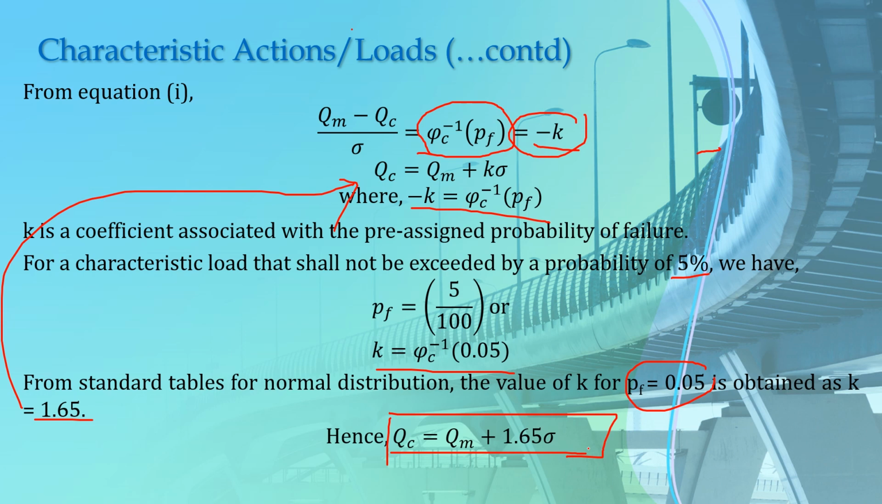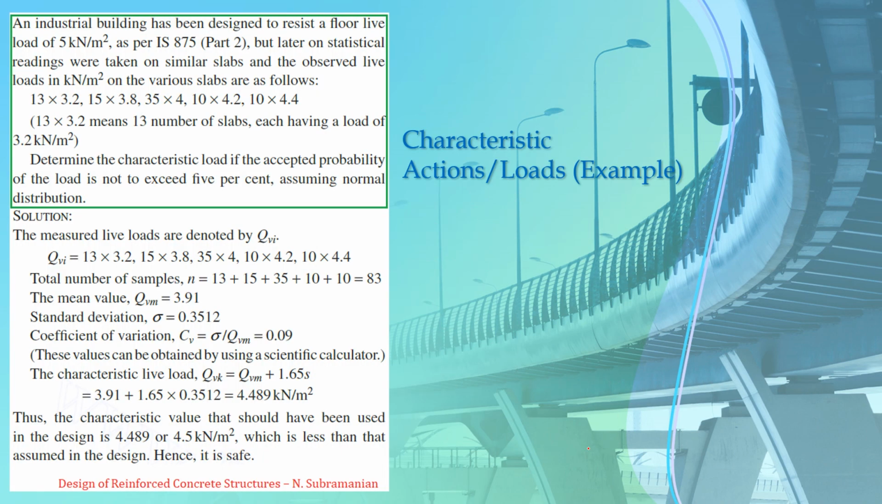So this is the formula to find the characteristic load if you have the statistical data available. Now let's look at one example and you will be clear about this formula here. So I have taken this example from the Design of Reinforced Concrete Structure book by N. Subramaniam. Let's look at this example.